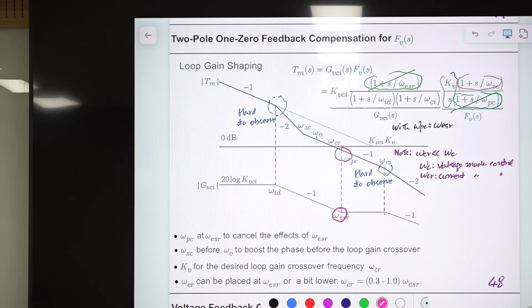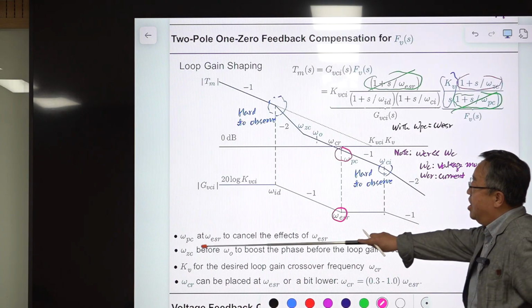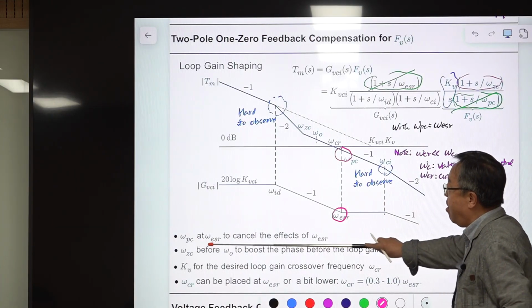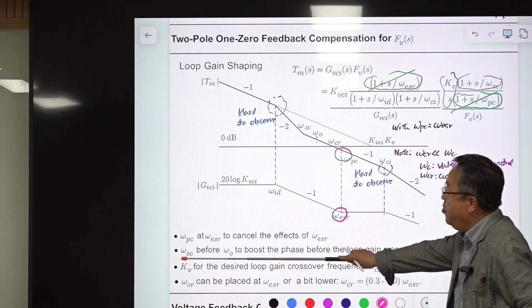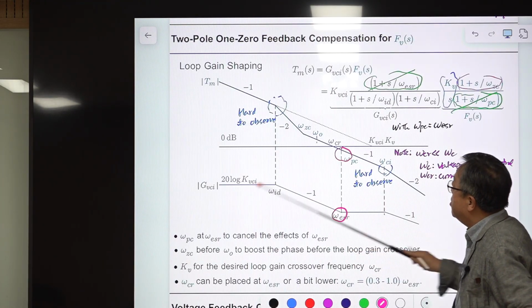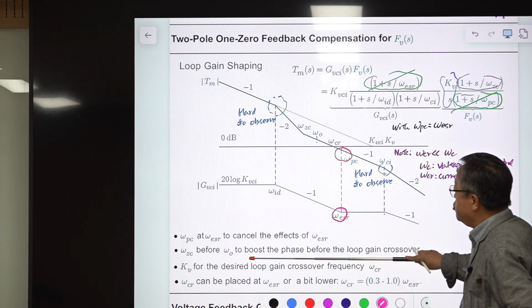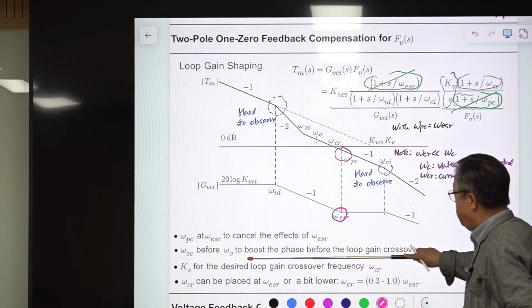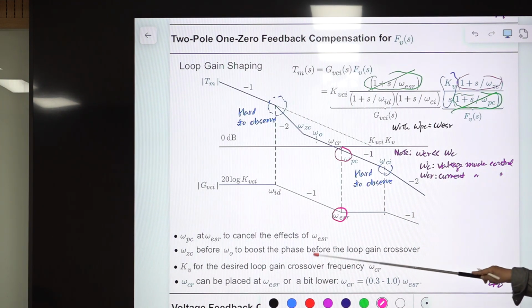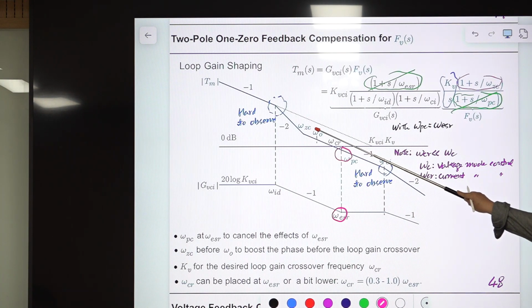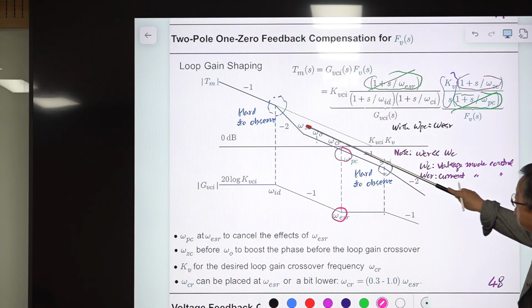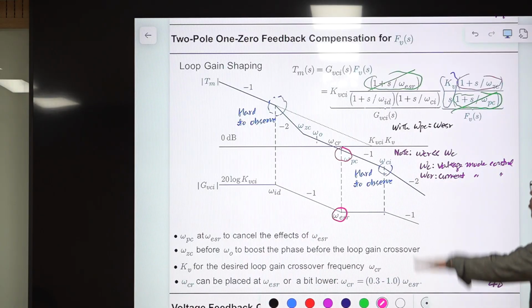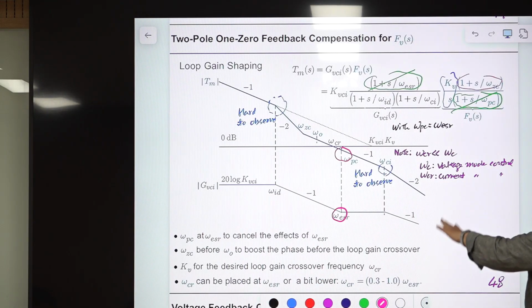So I wrote down here omega PC at omega ESR to cancel the effect of omega ESR, and omega GC before this one to boost the phase before the loop gain crossover frequency. This comes later than this. But if you take a close look, this is the outside view. This loop gain is just looking at the output.